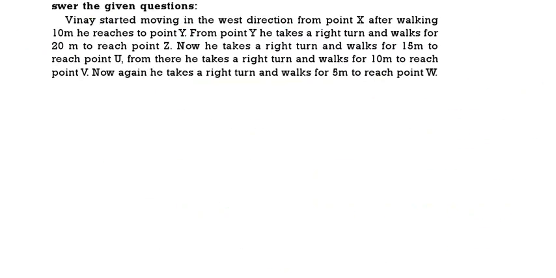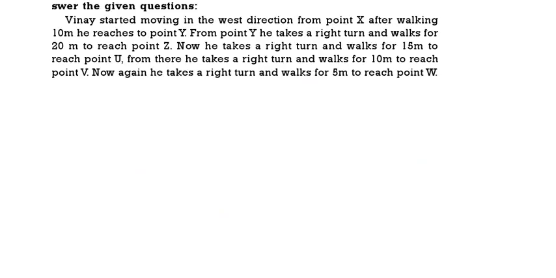See the next question. This is related to distance cum direction. Vinay starts moving in the west direction from point X. After moving 10 meters, he reaches Y. From Y, he takes a right turn, walks 20 meters to reach Z. Now, he takes another right turn and walks 15 meters to reach U. From there, he takes a right turn, walks 10 meters to reach V. Now, again, he takes a right turn, walks 5 meters to reach W.